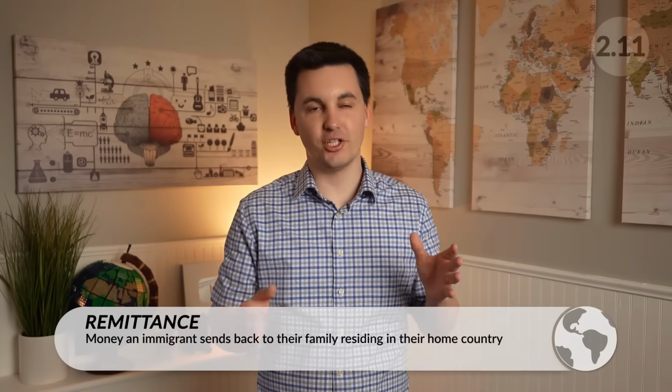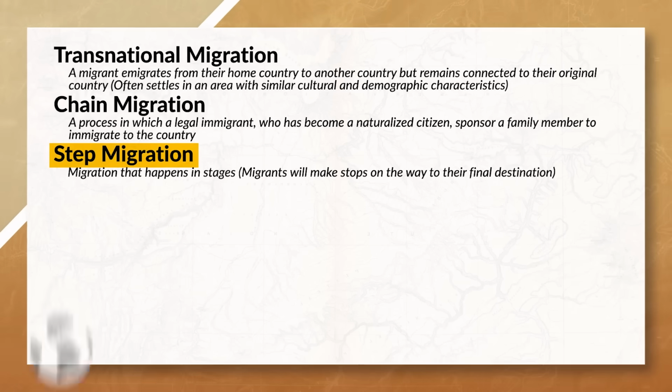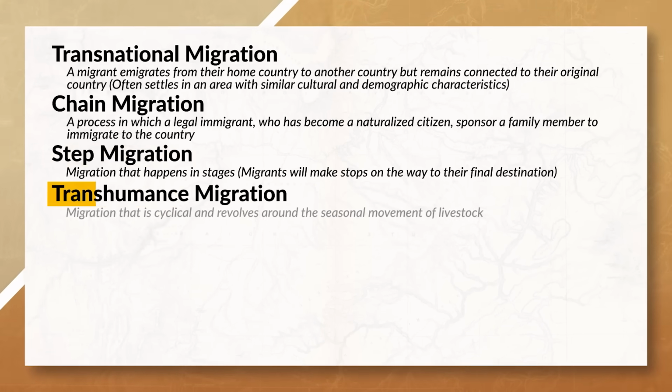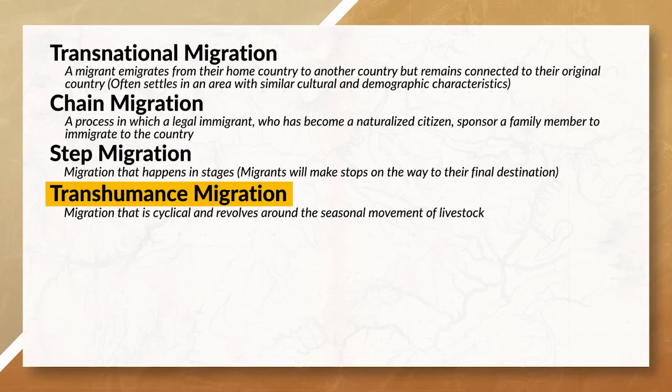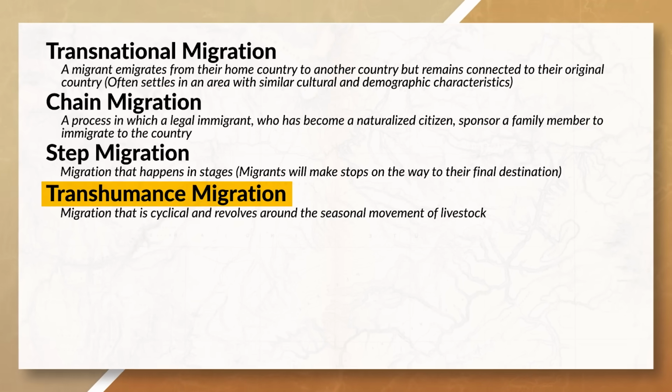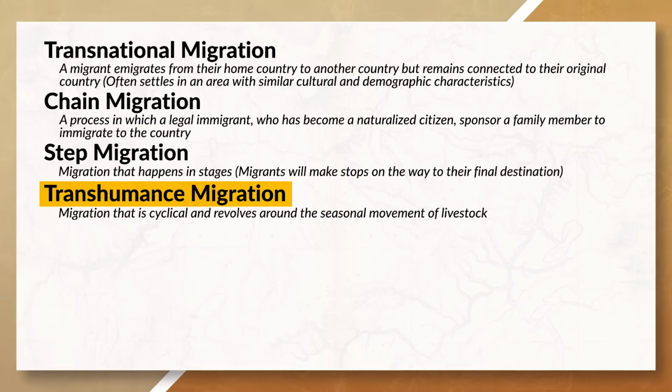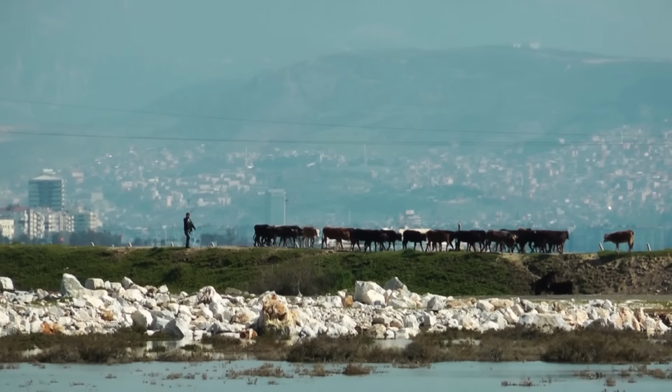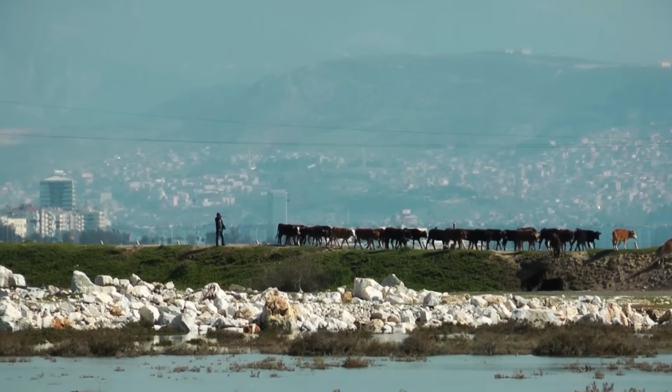The next type of migration is transhumance migration. This migration is cyclical, meaning that it occurs in regular intervals or patterns. Transhumance migration revolves around the seasonal movement of livestock between two different locations. Livestock is led to highland areas in the summer months and lowland areas in the winter months.